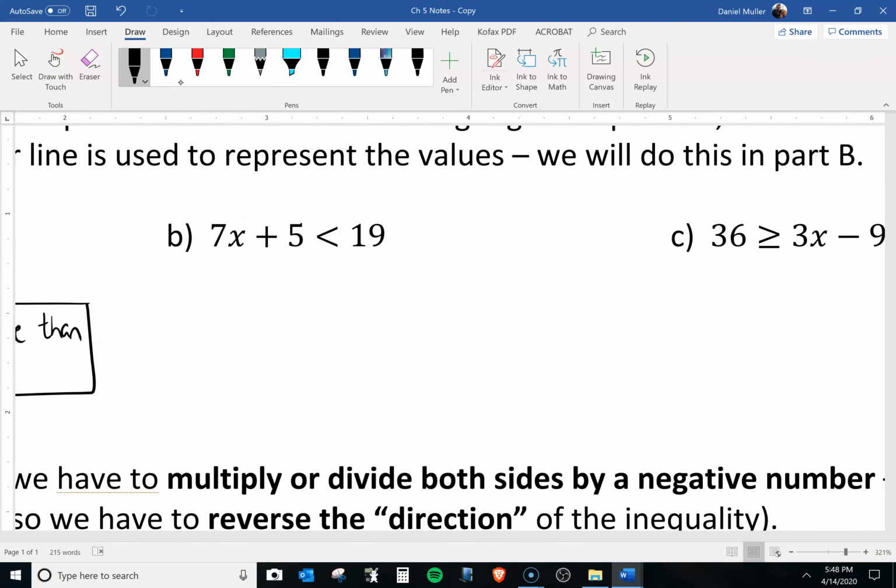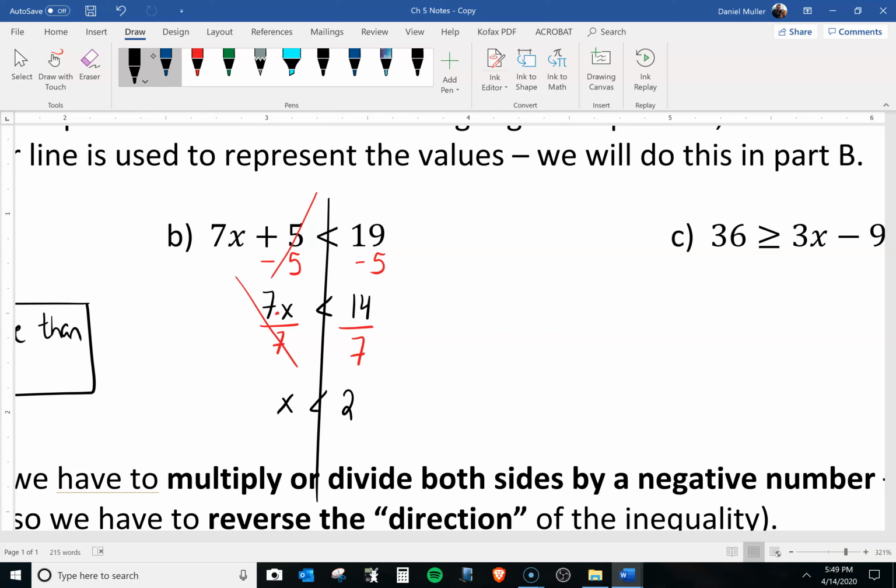All right, looking at B. So we got our line here. We get rid of the addition or subtraction first. So we're going to get rid of the add 5 by minusing it onto both sides. So I have 7x, 19 minus 5 is 14. And I got this symbol here, so I'll keep that the same. This is a times by 7, so we'll divide by 7. So those are gone. So then all that's left on the left is the x. 14 over 7 is 2, and there's that symbol.